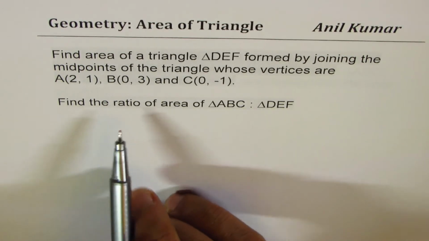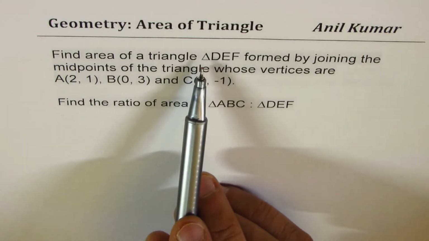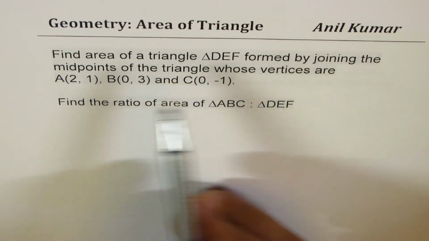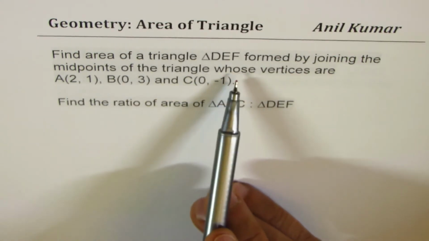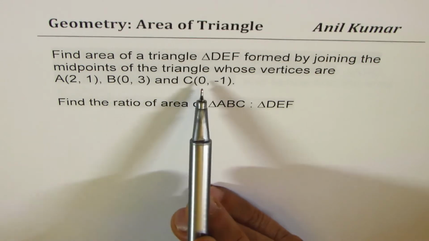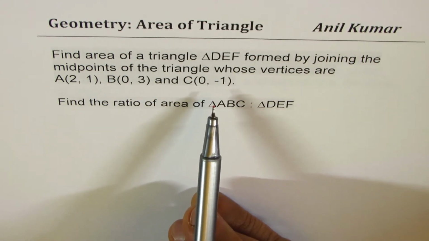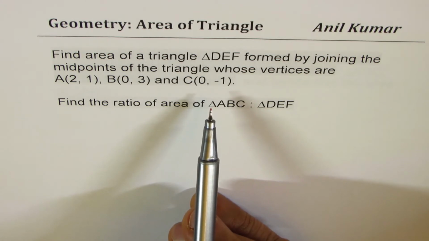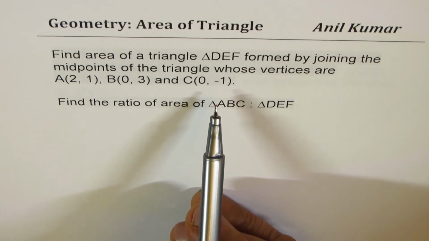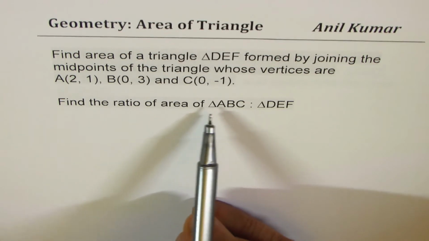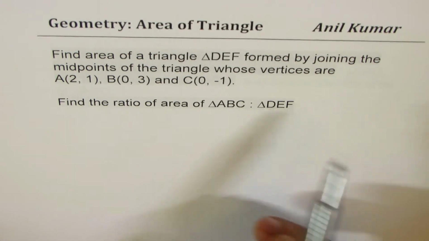Now we are going to use this area in one of our questions, and therefore just remember this. Okay. Now here, find the area of triangle DEF formed by joining the midpoints of the triangle whose vertices are ABC. So I've taken the same vertices which I took in the last example, whose area was 4 if you remember, correct? So find the ratio of the area of these two triangles also.